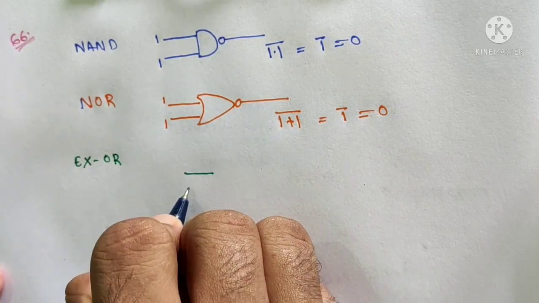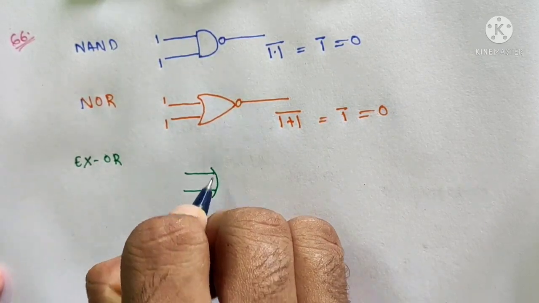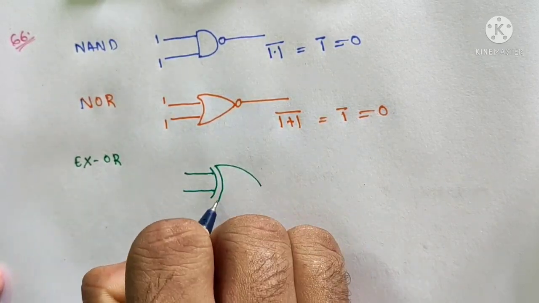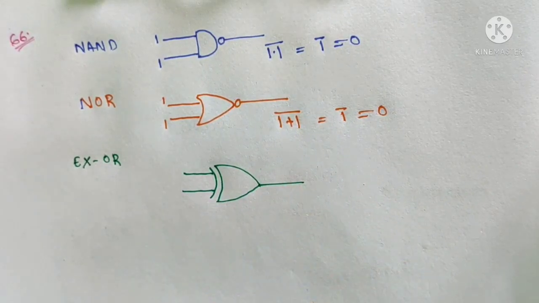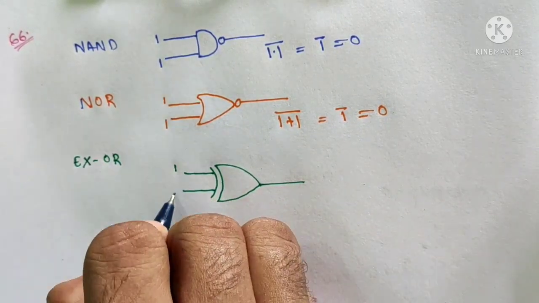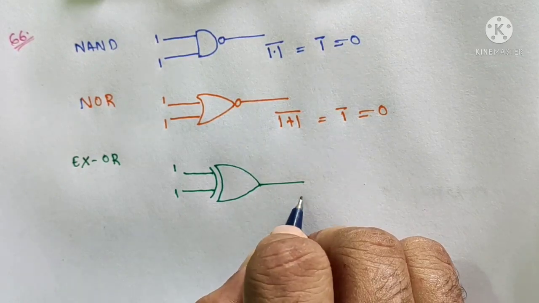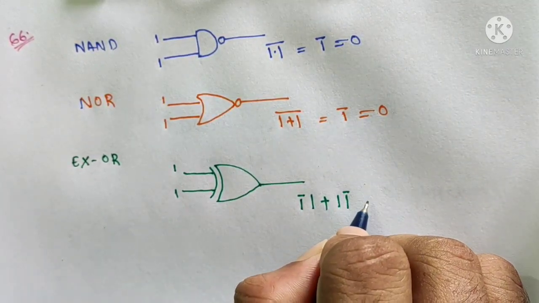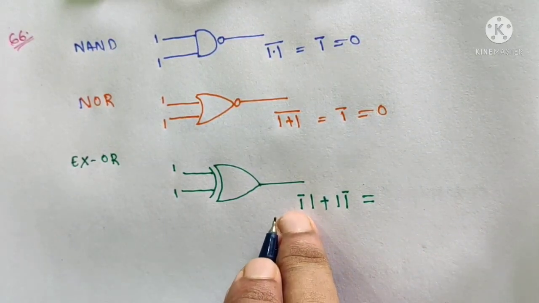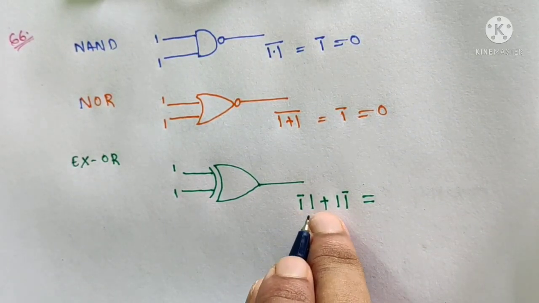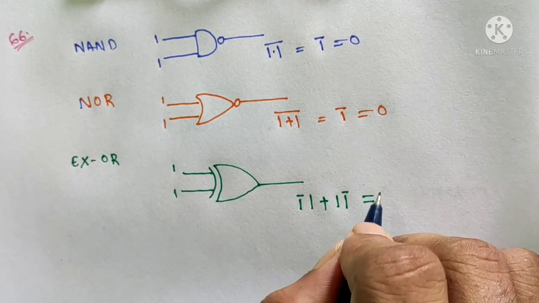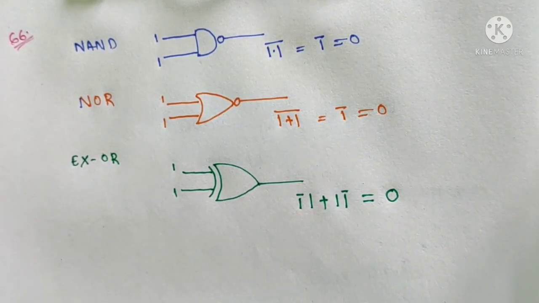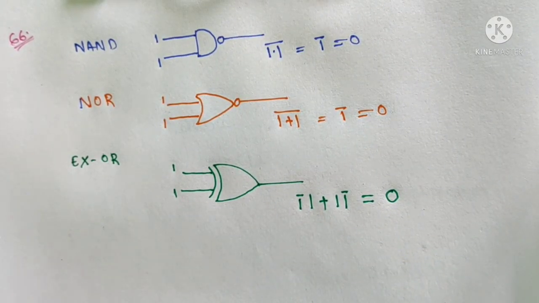XOR gate. Now inputs are 1 1, so output is 1 bar 1 plus 1 1 bar, that is equal to, 1 bar is 0, so 0 times 1 is 0, plus 1 bar 0, 0 times 1 is 0, so output is 0. Now let us check for XNOR gate.